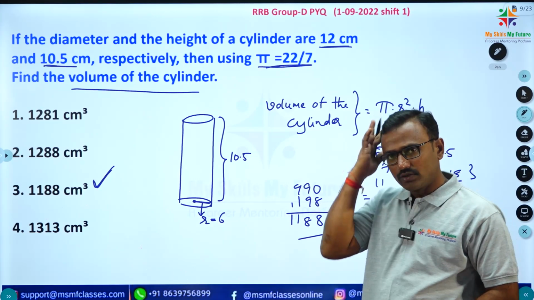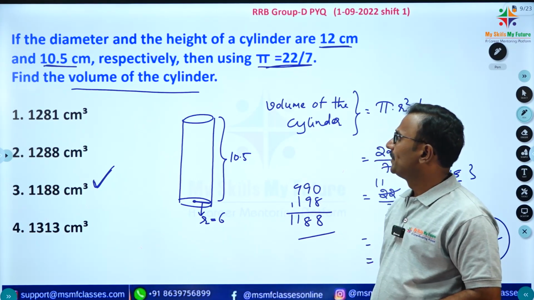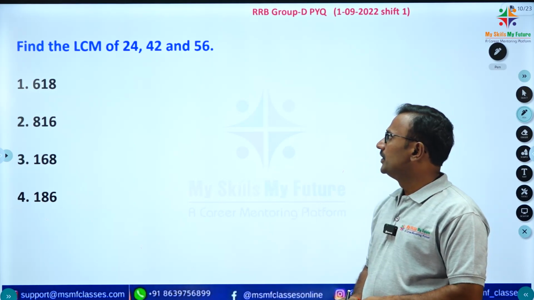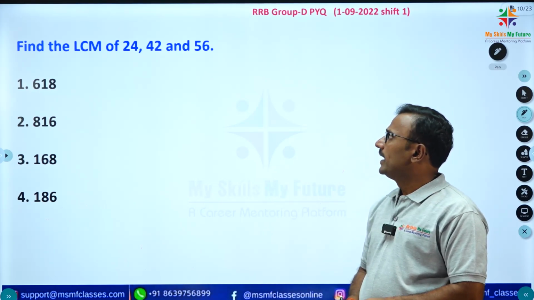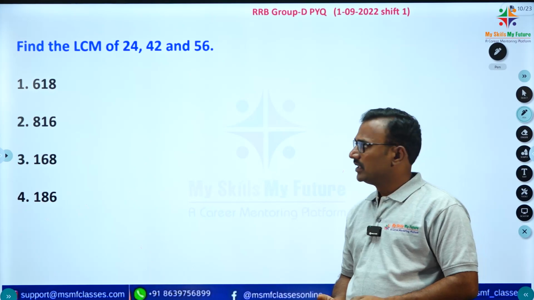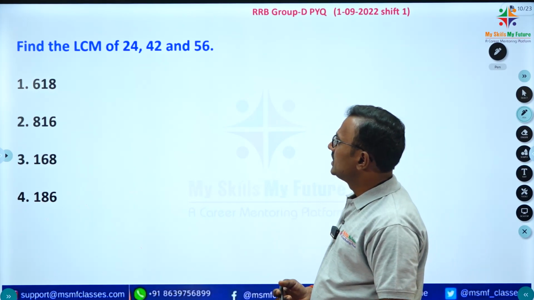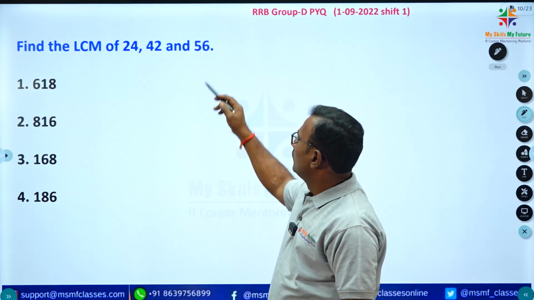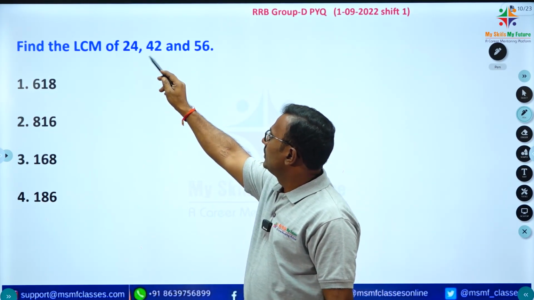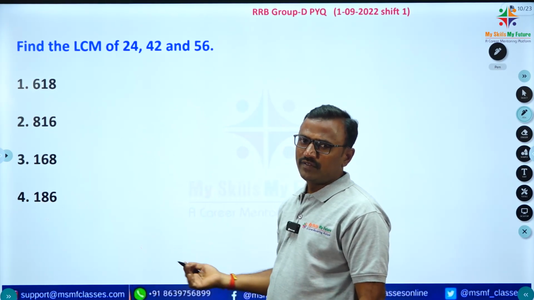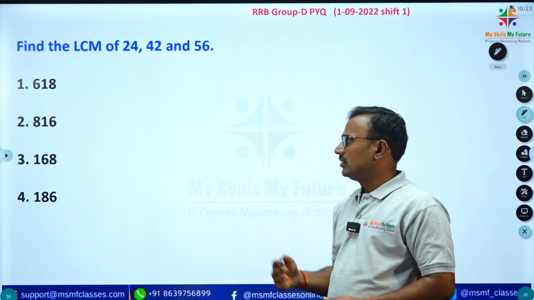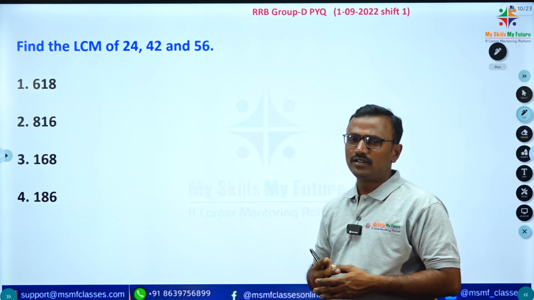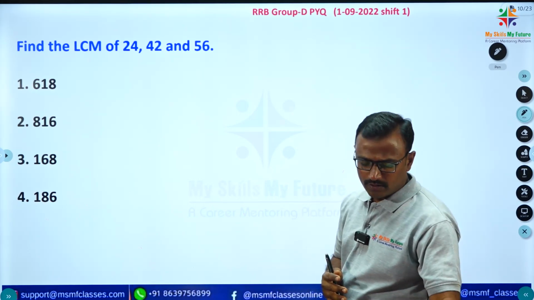So shall we move to the next question? Find the LCM of 24, 42 and 56. So what is the LCM? Least common multiple. I am giving this question for you. Just comment the answer in the comment section.